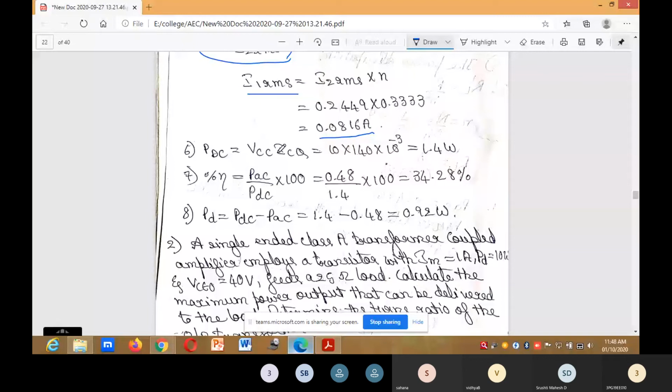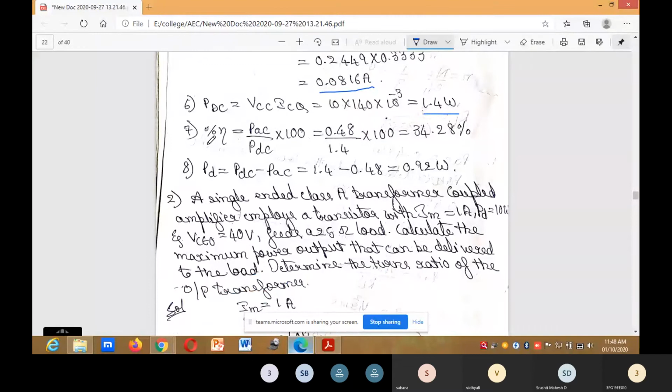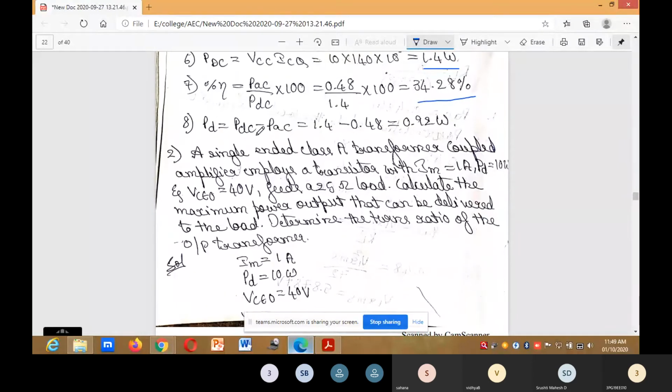PDC. PDC is equal to VCC ICQ, which is 10 into 140 into 10 to the power of minus 3. You get 1.4 watt for PDC. Percentage efficiency is PAC divided by PDC. PAC is given as 0.48 and PDC is 1.4, so you get 34.28%. PD is equal to PDC minus PAC.